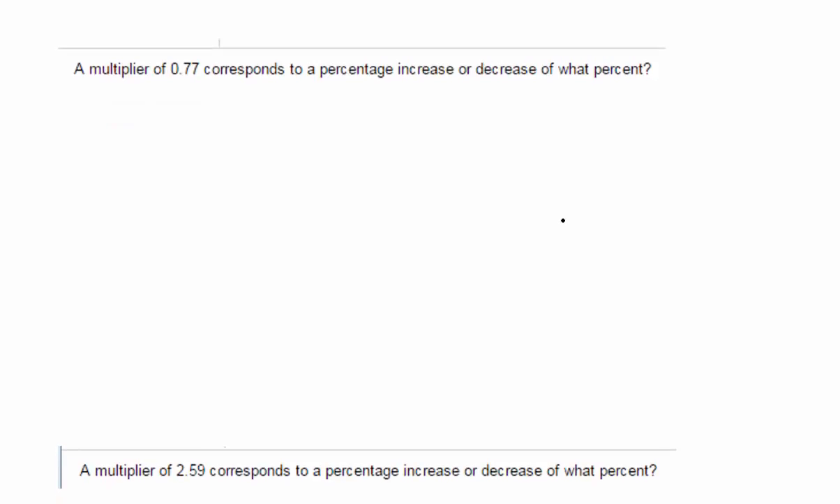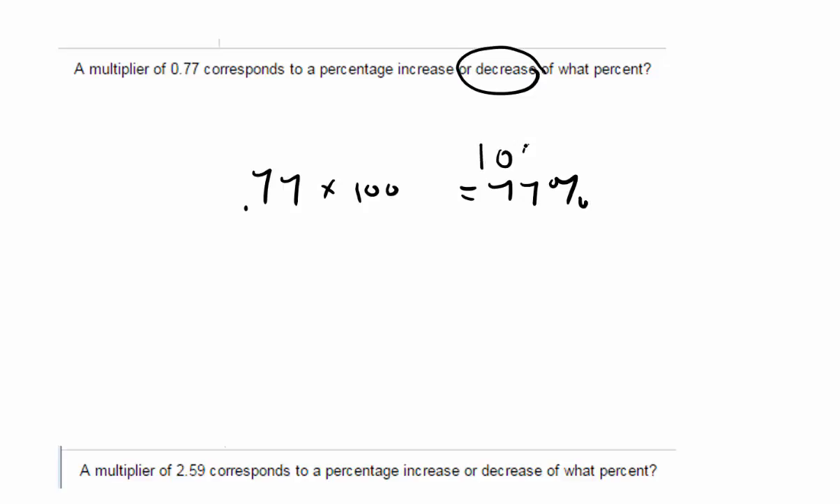A multiplier of 0.77 corresponds to a percent increase or decrease of what percent? Okay, less than 1, so I know it's going to be a decrease. All right, so again, I would like to convert this to a percent. So I'm going to take 0.77 and multiply by 100. So I've got 77%, but that's not the decrease. That's how much is left. So what do I do now? I subtract this from 100. So the decrease was actually 23%. So you're going to have to do one extra step on this kind of a problem.